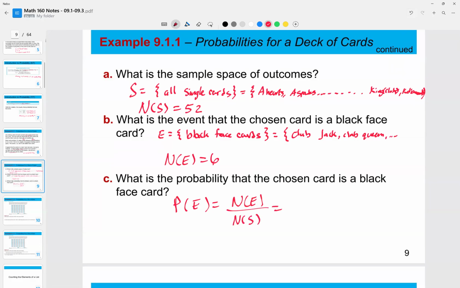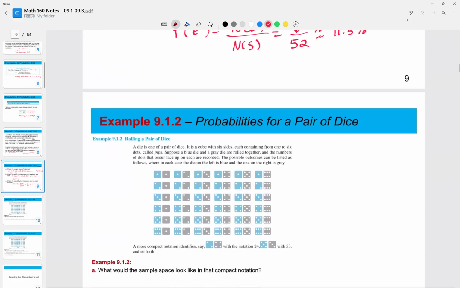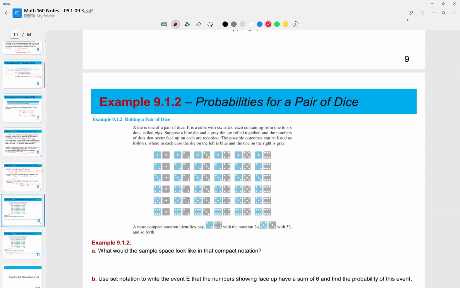So we just take our answers from before, so 6 over 52. Okay, a little more than 10%. I had the number around here somewhere. Yeah, it's roughly equal to 11.5%. Okay, but again, this was assuming that we've shuffled the deck and they're all equally likely, which we're going to assume in most of these problems in this video today.